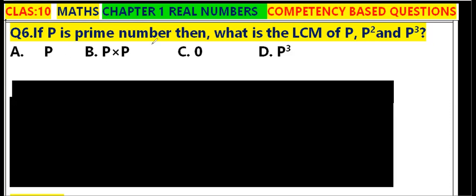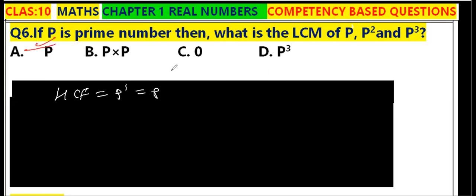If p is a prime number, then what is the HCF of p, p power 2 and p power 3? We know the smallest power here is 1. So the HCF will be p power 1, which means p. And A is the correct option here.